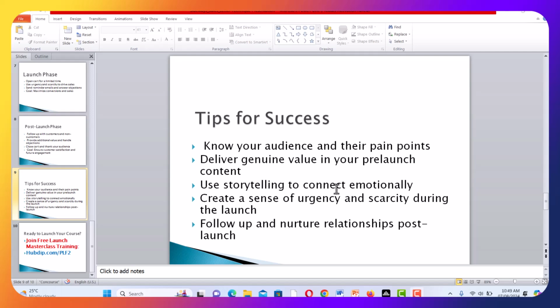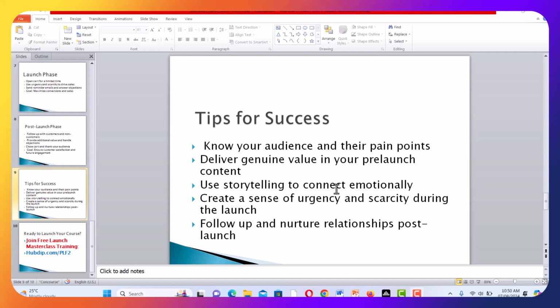So tips for success: know your audience and their pain points. The first step is to make sure you understand the problem your audience are facing, then how you can provide a solution to it. Deliver genuine value in your pre-launch content. Make sure your pre-launch content is valuable. It meets their needs.